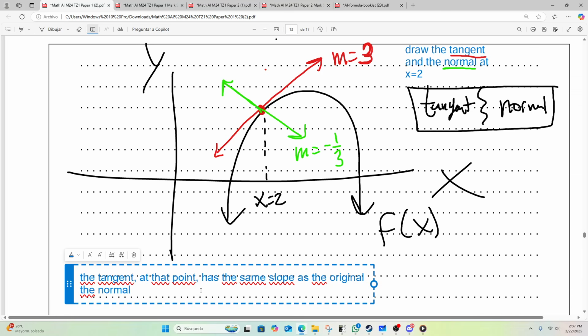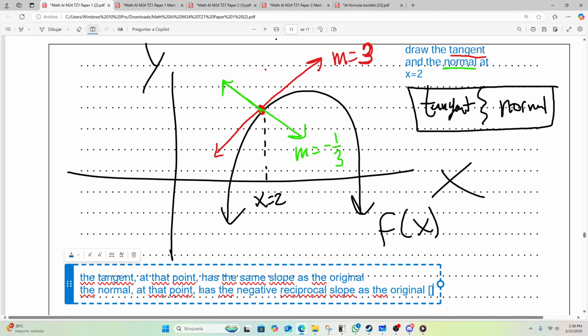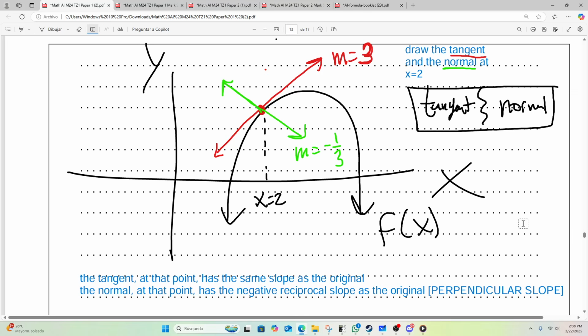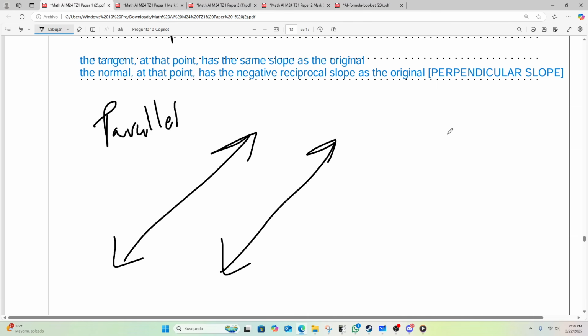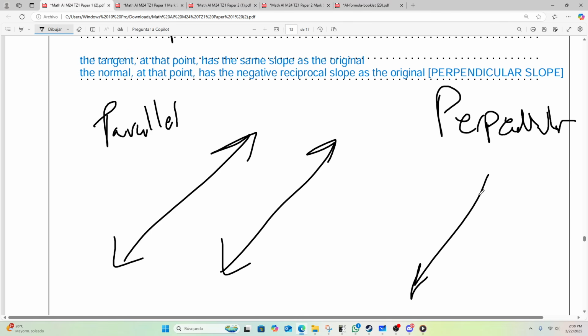Okay. The normal at that point has the negative reciprocal slope of the original, which, in more intuitive terms, let's be honest, is that it's the perpendicular slope. You probably have seen this in class at some point: you can have parallel slopes that look like this, and then perpendicular slopes, which look a little bit like this, and there's 90 degrees all around it.